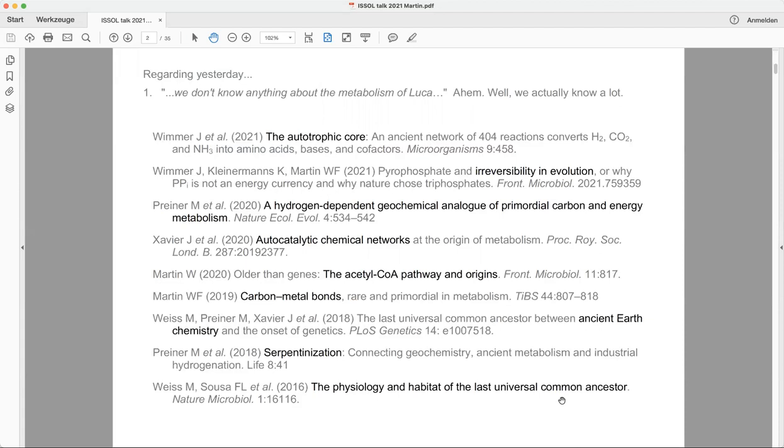where we're learning something about the core physiological reactions, the core metabolic reactions at the core of physiology that provides carbon and energy and nitrogen and bases and amino acids and cofactors in the physiology of ancient cells.